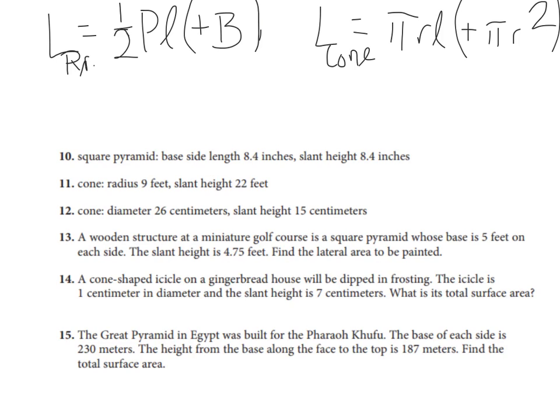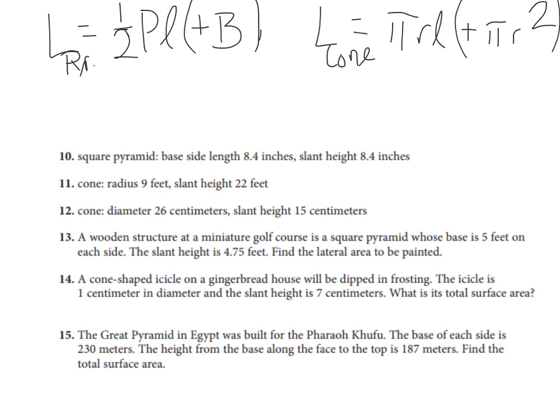Since it's a square pyramid, I know it's going to be 8.4 times 8.4 for the area. Perimeter, that would be a bunch of 8.4s, right? That's a square pyramid. And then the slant height, that's pretty straightforward. 11 has the cone, you got the radius and the slant height, no problem.